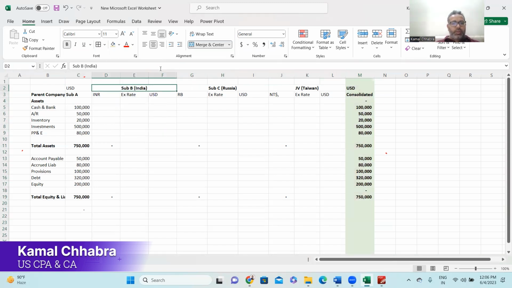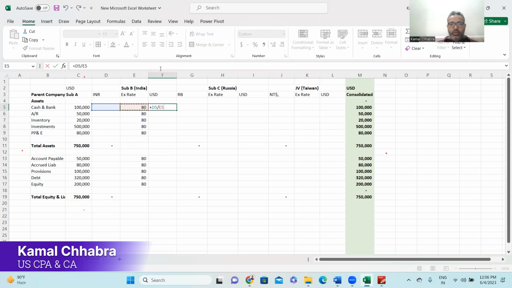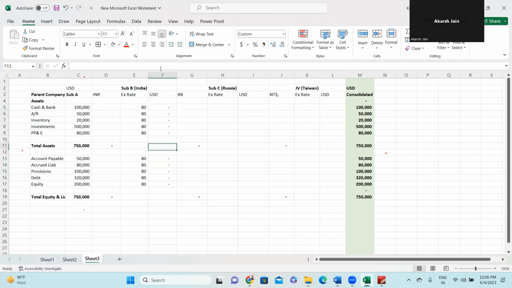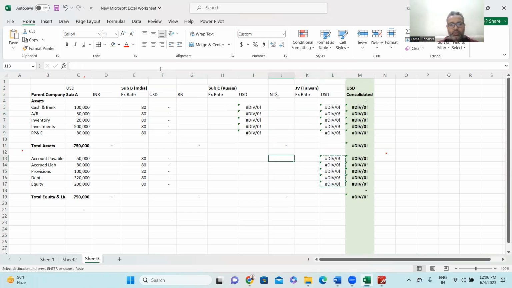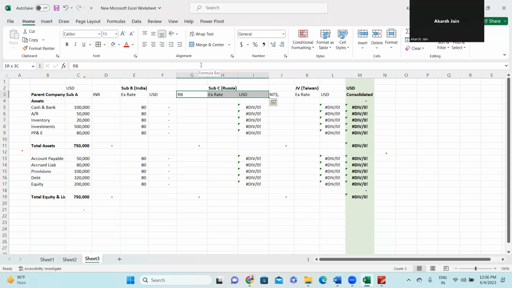So now in subsidiary B, let's assume you have exchange rate 80. So what will be the dollar? This divided by 80. Are you guys with me? Yes, sir. And this will be this, and this will be this, and this, right? What is the Russia currency exchange rate?